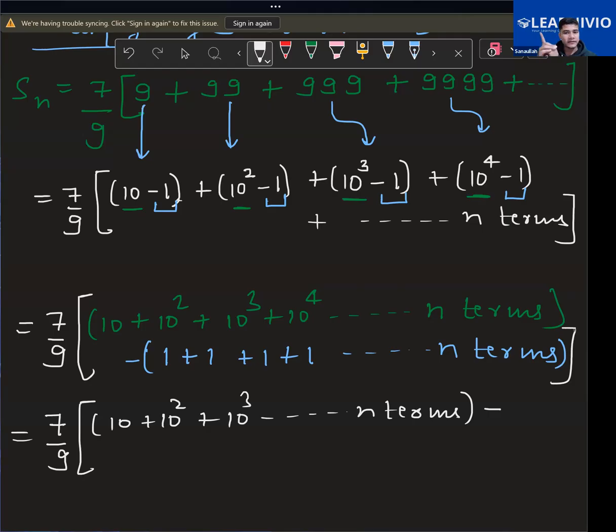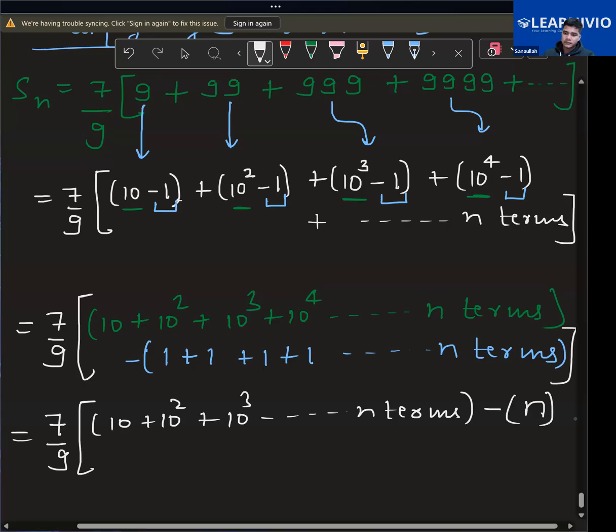If we add 1 n times, then what will we get? Then we will get n. Understood? Did you understand how n came?